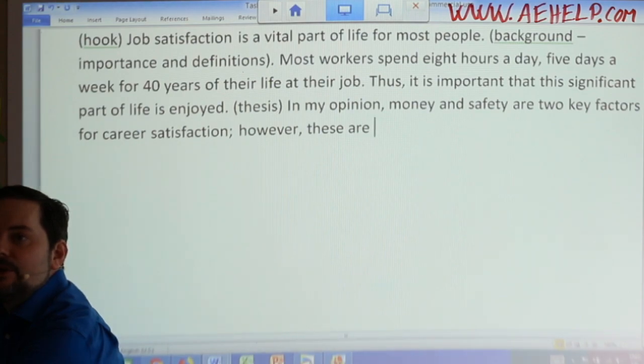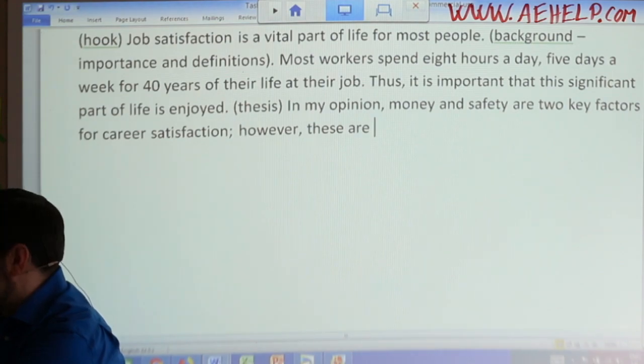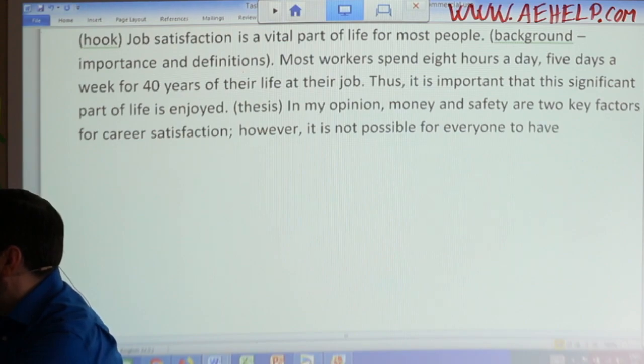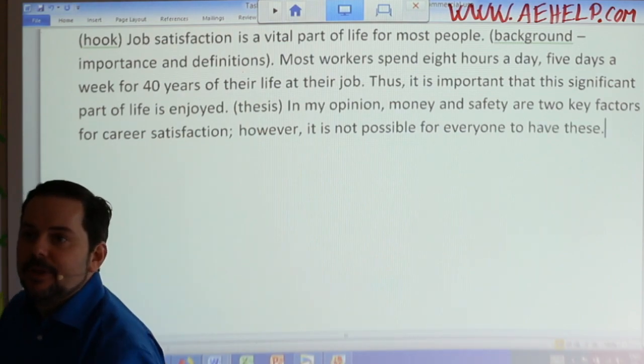It depends on the sort of work. Studies have shown, okay, none of those are grammatical. Some people cannot get these factors. It's okay, Fatime, but it's a little bit awkward English. However, it's not possible for everyone to have these, Dr. Khalid, because it's pro. However, it is not possible for everyone to have these. Okay, good. Sure.